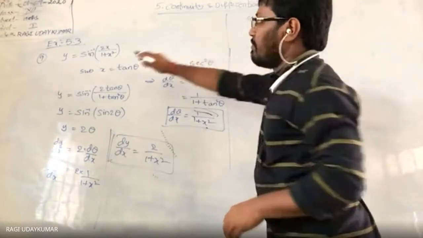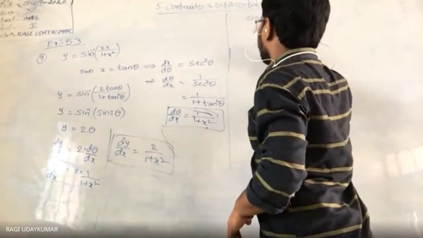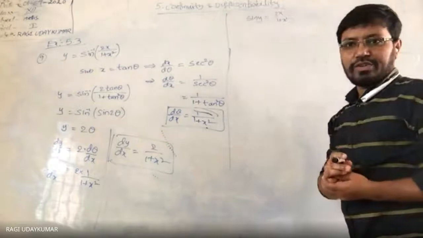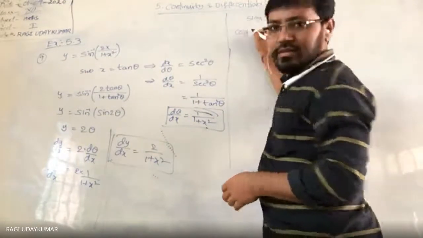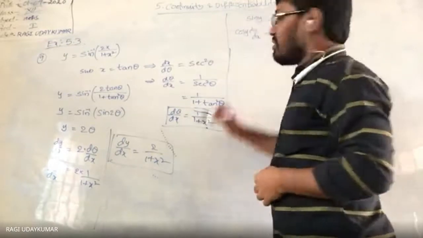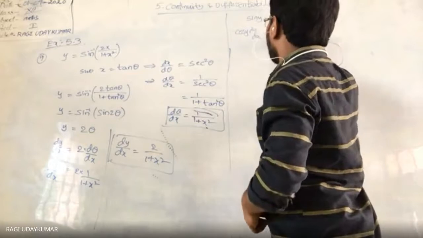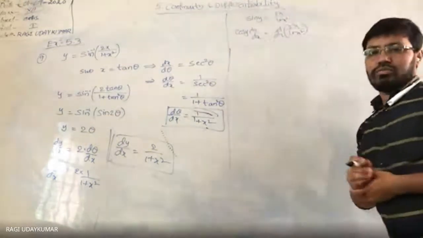sin y, from this you are going to get sin y is equals to 2x by 1 plus x square. Differentiation of sin y is equals to cos y, and dy by dx is equals to d by dx of 2x by 1 plus x square. You need to do the u by v method.